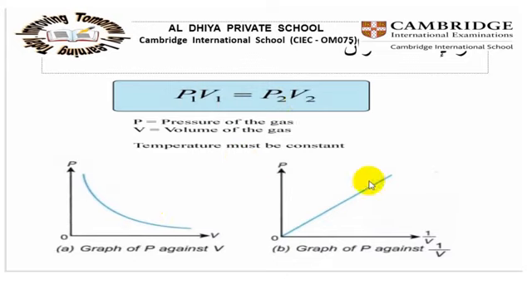These are two graphs representing the results of the Boyle's law experiment. This is the relation between pressure and volume, and that is the relation between P and the inverse of the volume.